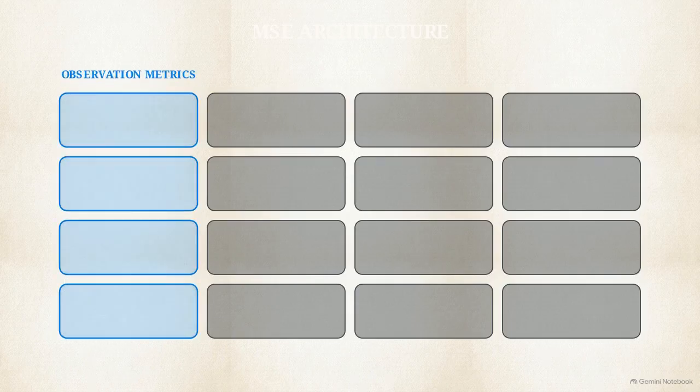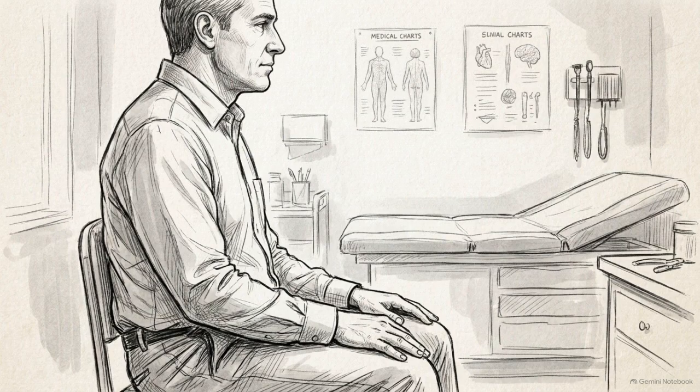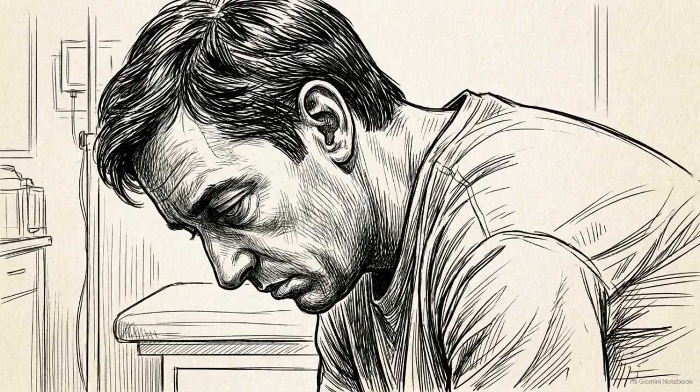This dashboard illustrates the modern MSE architecture, built on 16 distinct clinical domains divided into 4 sequential categories. It begins with observation, where the clinician evaluates appearance, behavior, consciousness, and psychomotor activity. Next is output, focusing the assessment on the patient's speech, mood, and affect. Establishing these physiological and observational baselines is a prerequisite for deeper analysis. A clinician cannot reliably assess cognition if the patient's basic arousal networks are compromised.